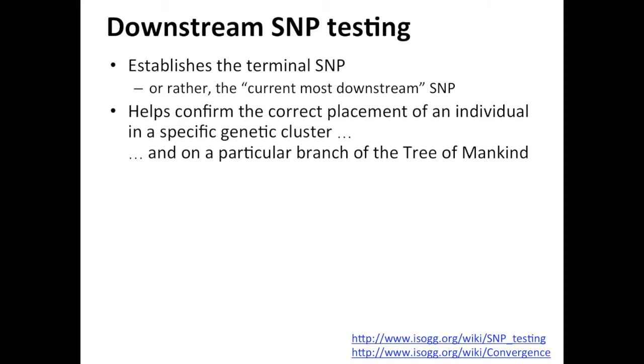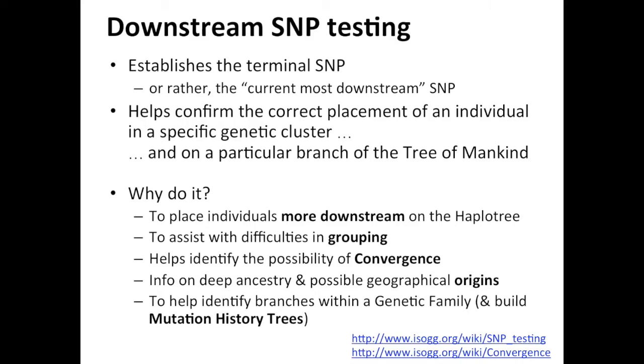It helps confirm the correct placement of an individual in a specific genetic cluster, and also on a particular branch of the tree of mankind. And why do you do it? Because it helps place individuals more downstream on the haplotree to assist with difficulties in grouping. If you're not sure where they should go, the downstream SNP can help you. It helps identify the possibility of convergence, chance matches due to convergence. It gives you information on deep ancestry and also possible geographical origins for the people in that particular genetic cluster. And it helps identify branches within a genetic family and helps build mutation history trees like we saw yesterday.